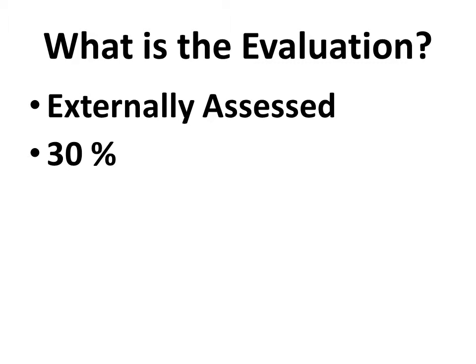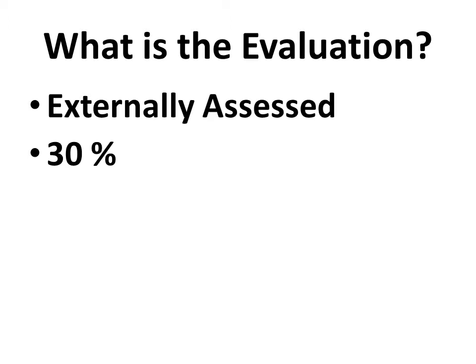Now, externally assessed means that when you finish, first your teacher marks it and gives it a score out of 30, and then your teacher will send it to the SACE board and it's marked by a SACE marker and is also given a mark out of 30. And more often than not, those two grades are combined and an average is taken, and that's the grade that you get.